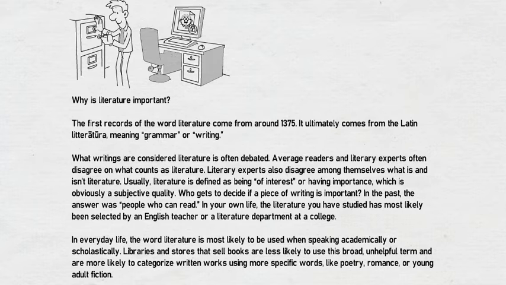Usually, literature is defined as being of interest or having importance, which is obviously a subjective quality. Who gets to decide if a piece of writing is important? In the past, the answer was people who can read. In your own life, the literature you have studied has most likely been selected by an English teacher or a literature department at a college. In everyday life, the word literature is most likely to be used when speaking academically or scholastically. Libraries and stores that sell books are less likely to use this broad, unhelpful term and are more likely to categorize written works using more specific words like poetry, romance, or young adult fiction.